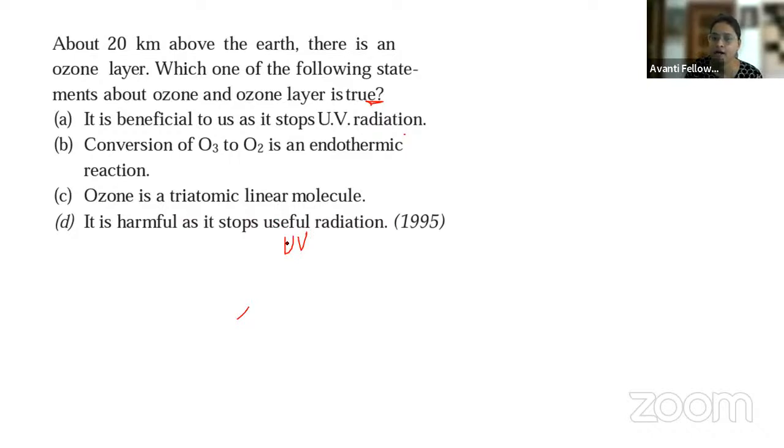If UV radiation reaches us, what will happen? They are carcinogenic, right? They are cancerous. So that's why this statement is not correct. This is a triatomic molecule. You know the structure of ozone, right? You must have seen it. It is bent shaped, not linear. So that's why this statement is again not true.